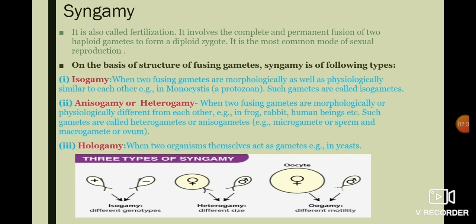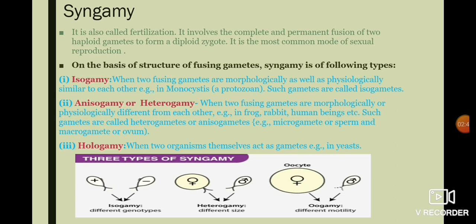In this case, one male gamete unites with the egg within the embryo sac, forming a diploid zygote. This process is also termed generative fertilization. Now, syngamy is again divided into the following types: isogamy, anisogamy, oogamy, hologamy.